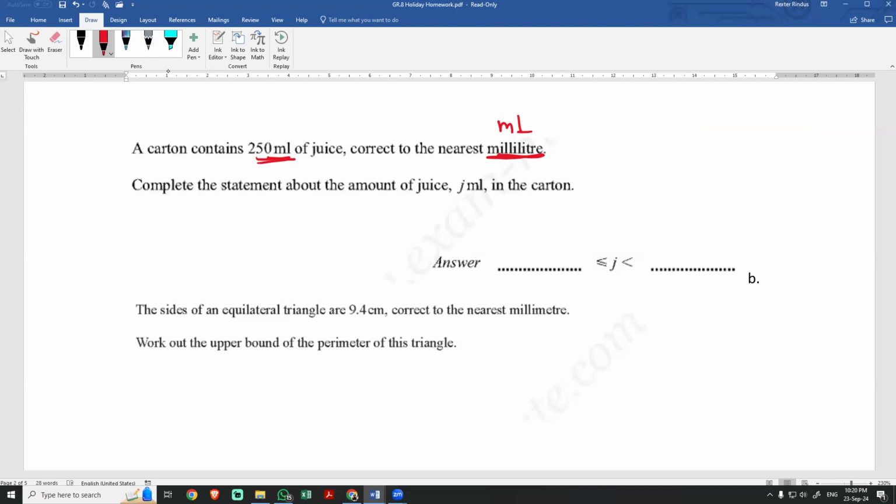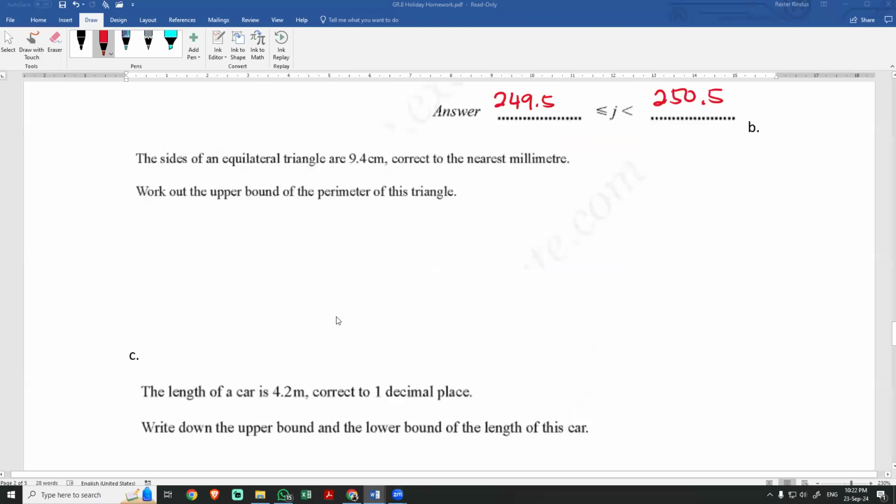Now, since it's like that, you just have to divide 1 by 2. So it's just minus 0.5 and plus 0.5. The lower bound is going to be 249.5. The upper bound, plus 0.5, is going to be 250.5. So in ml, for the juice in the carton, 249.5 and 250.5. That's what you should have for that particular question. All right, let's move on to the next question.